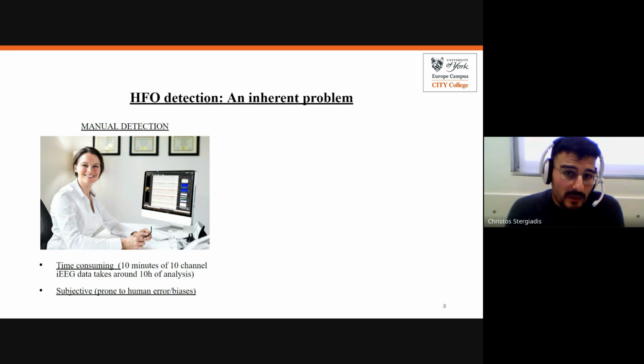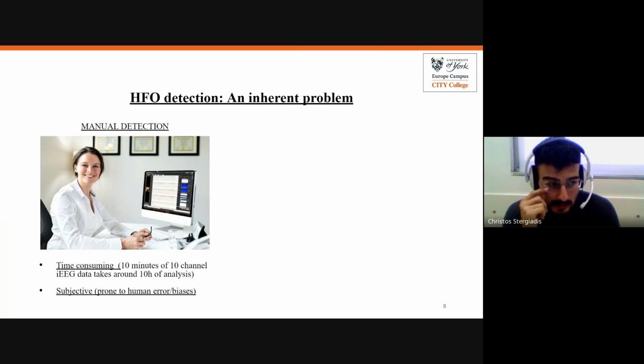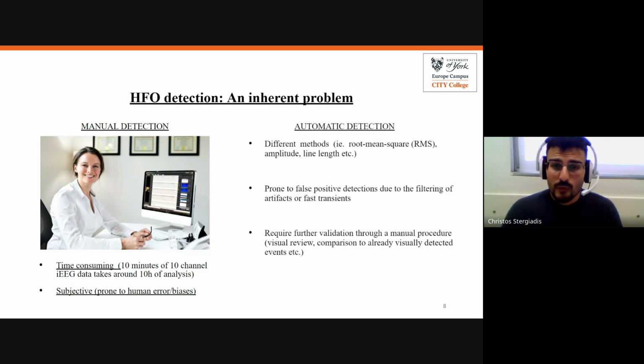And this is what actually restricts research around high-frequency oscillations a lot: the fact that it takes a lot of effort to detect them. It's also subjective because, for example, one medical doctor can find 100 of these events in a single channel, and another doctor can find 110. So they need to consult together and reach something in common. So it comes with some problems. Of course, as computer science, technology and engineering progress, we have a lot of automatic detectors, a lot of automatic techniques to do this.